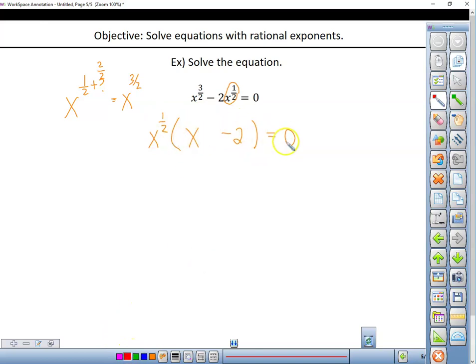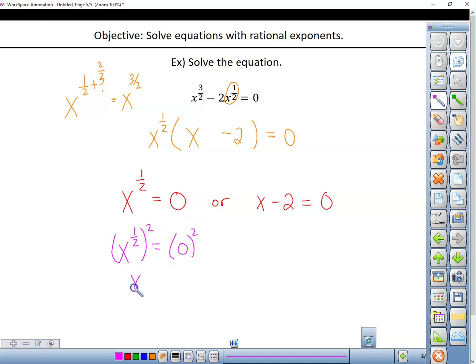Then we have a product of factors equals 0, so now we use our zero product property. So either our GCF factor of x to the 1/2 is equal to 0, or our binomial factor of x minus 2 is equal to 0. This one, similar to what we had before, I can raise both sides to the power of 2, which is the reciprocal of 1/2. In this case, 0 to any power is 0, of course, so this gives us x equals 0 as a possible solution. And over here, adding 2 to both sides gives us x equals 2 as a possible solution.